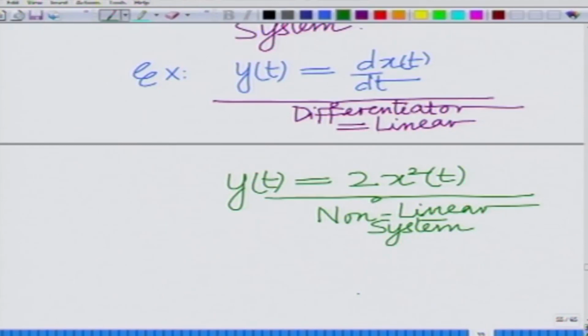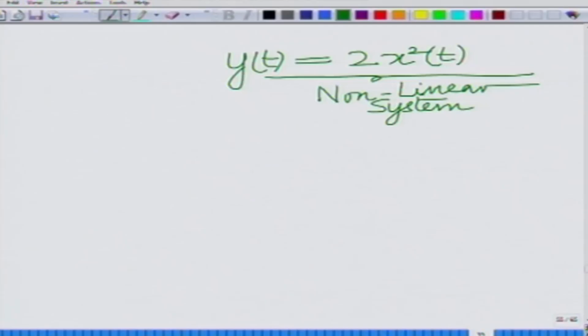So that is the definition of a linear system. The class of linear systems is a very important class, because most of the time these are the kind of systems that we are going to be encountering. Another important class of systems in the same vein is what is known as time invariant systems.